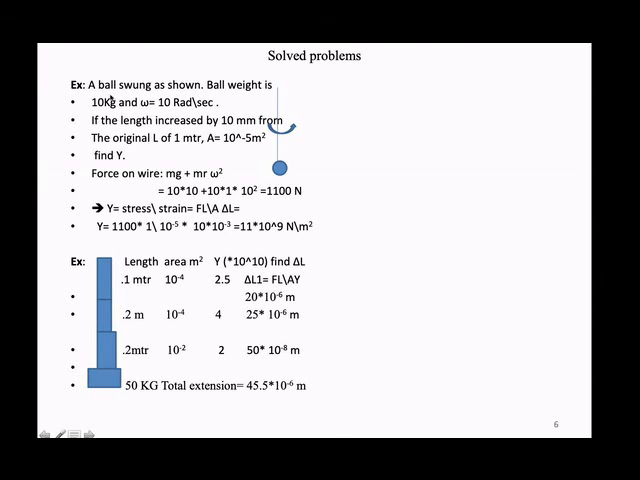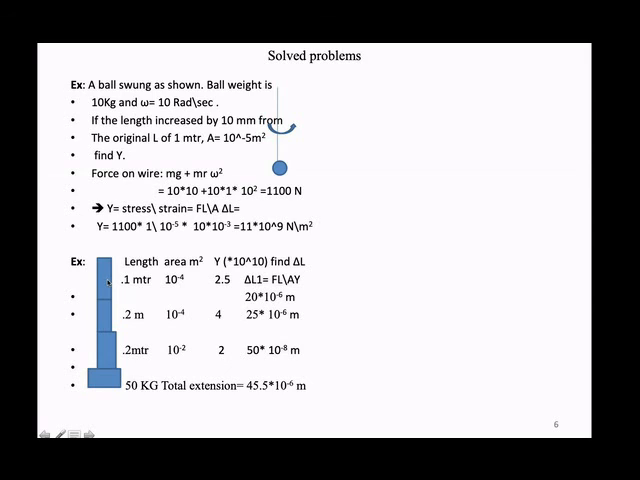So understood? What was given? The ball is swung, the ball weight, and we have got omega. The length increased by delta L, 10 mm, from 1 meter. The area is given as 10 to the power minus 5 meter square. So we have to find the Young's modulus. The extra thing is I have clubbed two things: one is the weight of the ball plus m v square by r. It comes to around 11 mg.